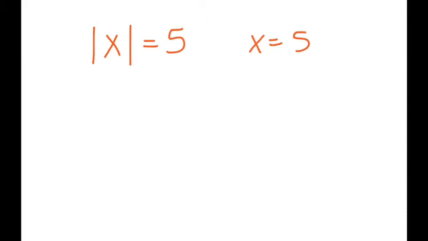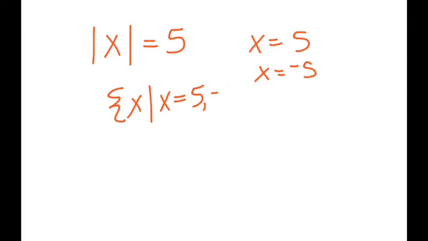Is there anything else that's 5 away from 0 on the number line? Yeah, there's actually negative 5 also. So actually there's two solutions to this equation, and that's going to be x equals 5 and negative 5 also. Okay, so that's two solutions.